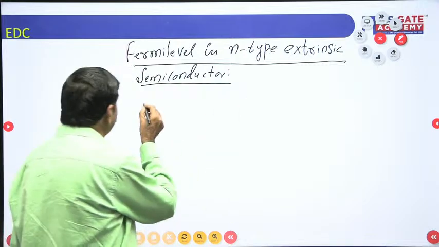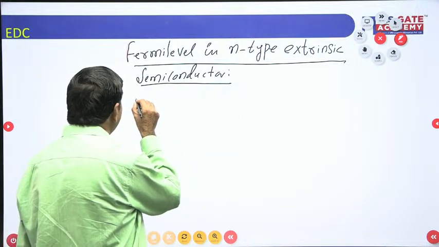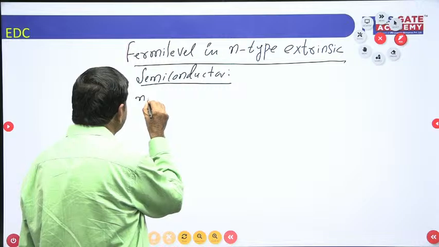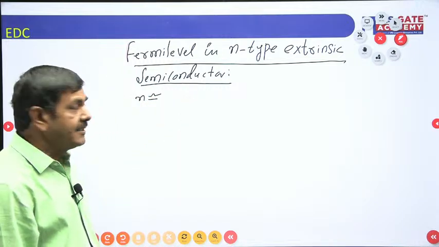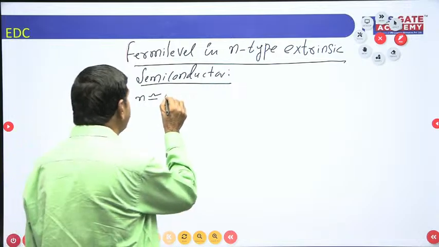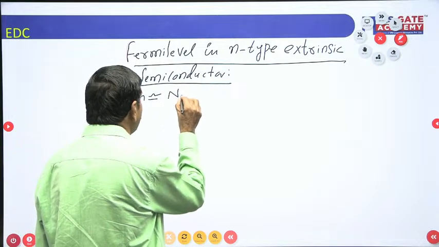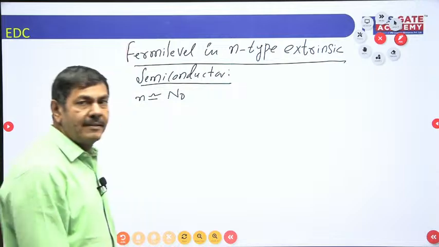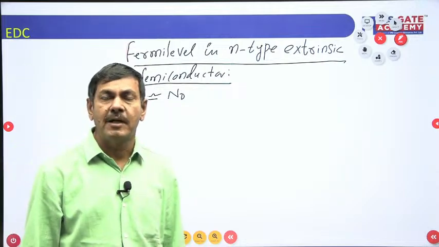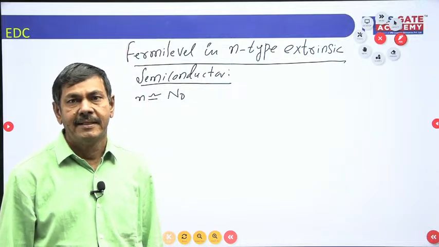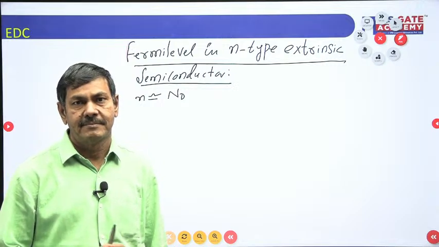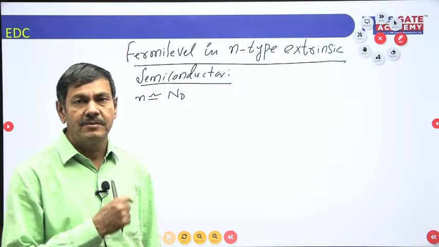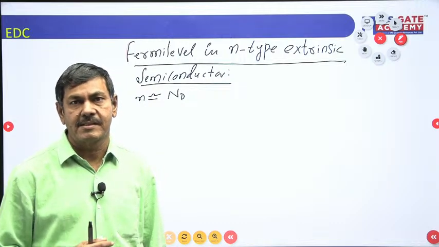But we know very well, the concentration of electrons in an N-type extrinsic semiconductor is approximately equal to Nd. I said already in the last class, N is approximately equal to Nd. Nd is said to be donor concentration. N is nothing but the concentration of electrons.